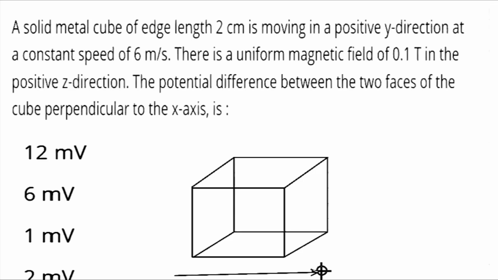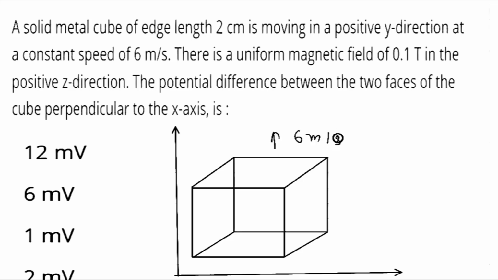Now let's suppose this is the x-axis and this is the y-axis, and it is given that the cube has a constant velocity of 6 meter per second in the y direction. So this is the velocity, and it is also given there is a uniform magnetic field of 0.1 Tesla in the positive z direction. So in this direction there is a uniform magnetic field and this direction is the z direction.